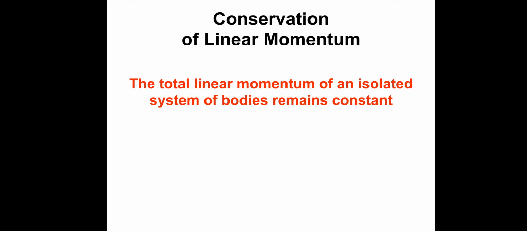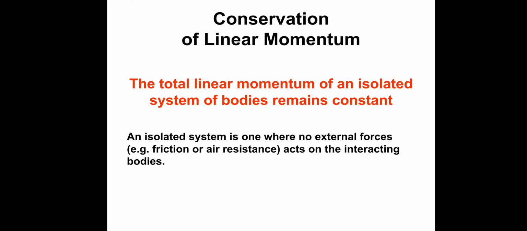So conservation of linear momentum, you may wish to take some notes here. The total linear momentum of an isolated system of bodies remains constant. An isolated system is one where no external forces, for example friction or air resistance, act on the interacting bodies. So what this means is that the linear momentum before a collision will be equal to the linear momentum after the collision. And what we can do is apply that principle to questions. So let's have a look.